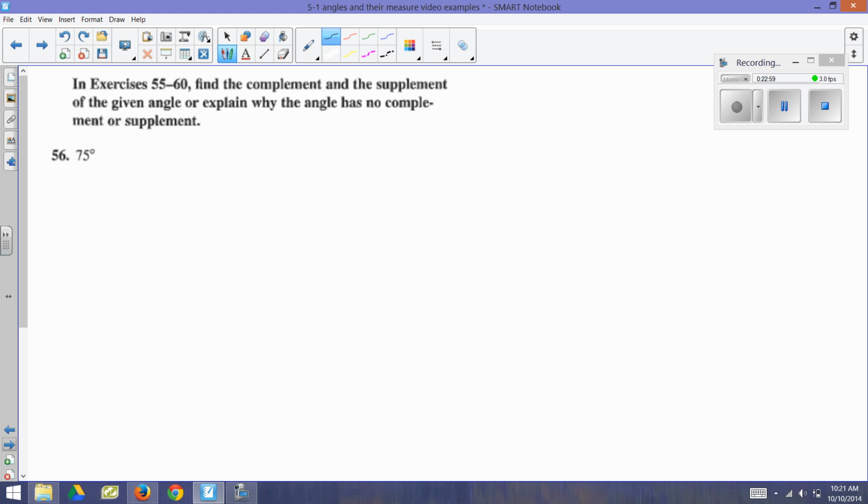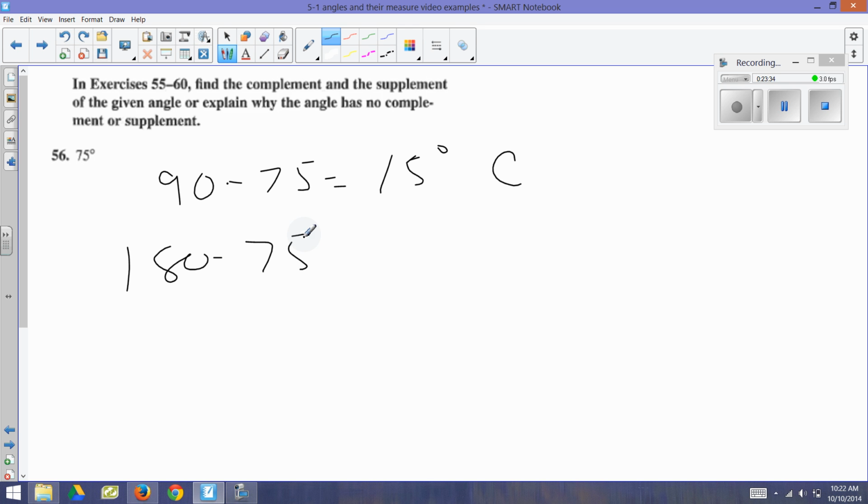Find the complement and supplement of the angle. Explain why the angle has no complement or supplement if it does not. Remember, complement and supplement are 2 angles adding together to equal 90, or 2 angles adding together to equal 180. So here, if I want to find my complement, I do 90 minus 75 and get 15 degrees. That's my complement. If I do 180 minus 75 degrees, I will get 105 degrees. That's my supplement.